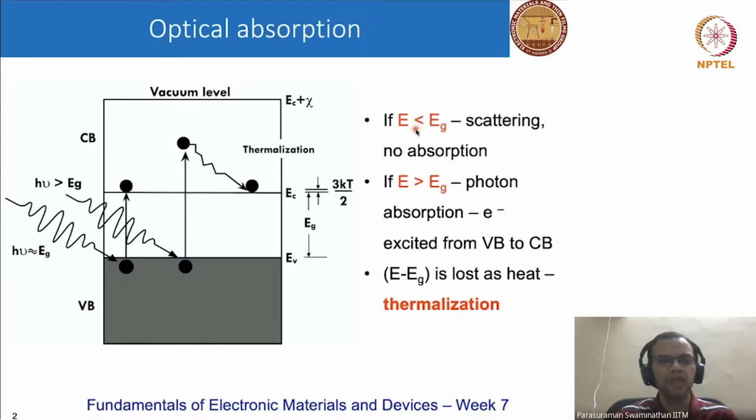If the energy of the light is less than the band gap of the material, the light just scatters, there is no absorption. What is of interest to us is what happens when the energy of the light is greater than the band gap of the material. In that case, we say that the incoming photon is absorbed and an electron is excited from the valence band to the conduction band. Now, if the energy is greater than Eg, there is a difference in energy, which is E minus Eg, which is lost as heat, and this process is called thermalization.